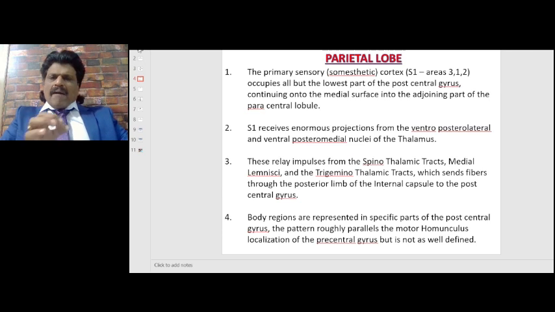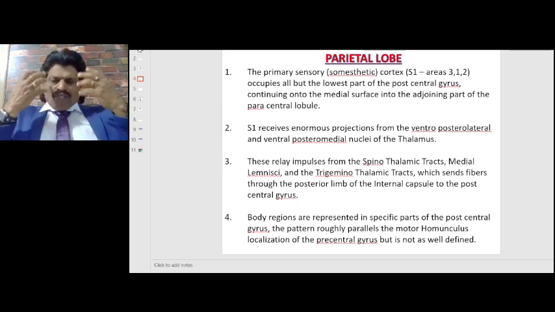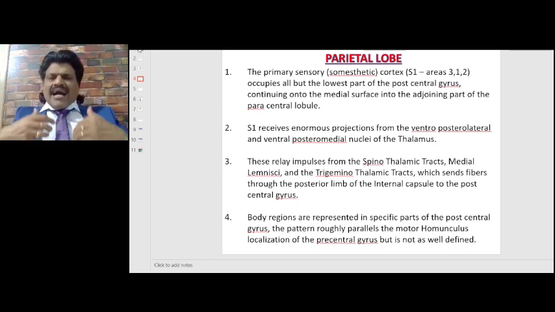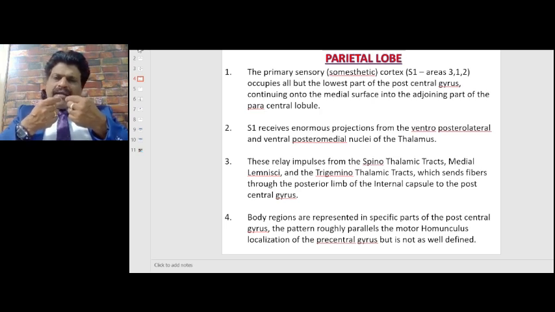So we have a point-to-point representation of all the body parts, the sensation of all the body parts in the parietal lobe. The representation of the sensations of the face and the hands are the highest in the parietal lobe. Therefore, the 2-point discrimination, that is, if the 2 points are applied, it is appreciated separately. That is known as 2-point discrimination.